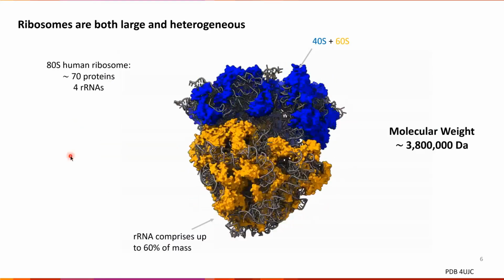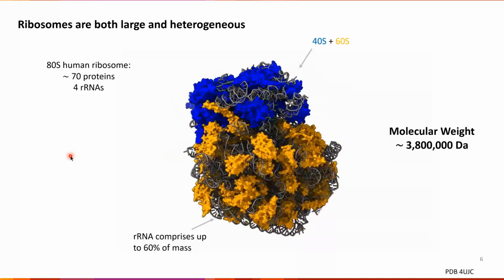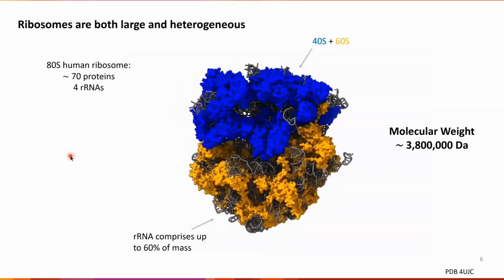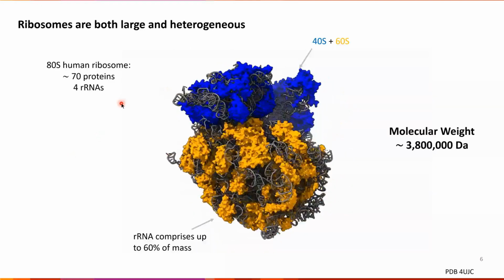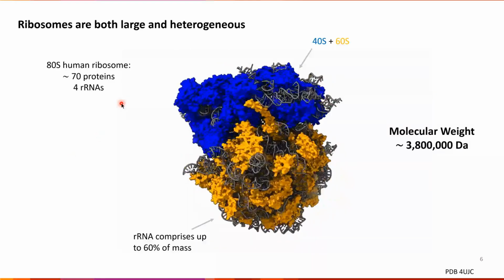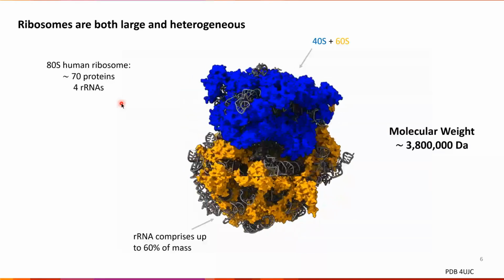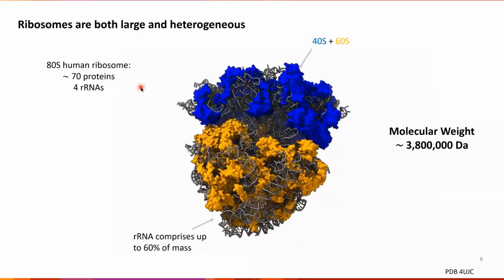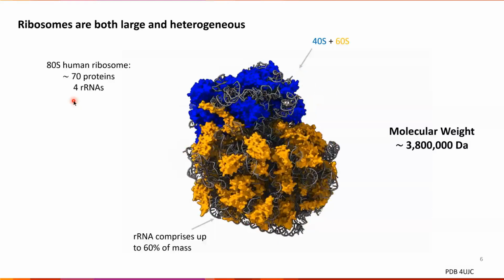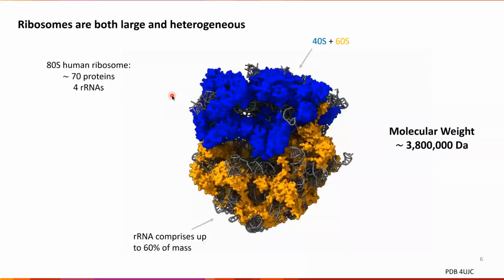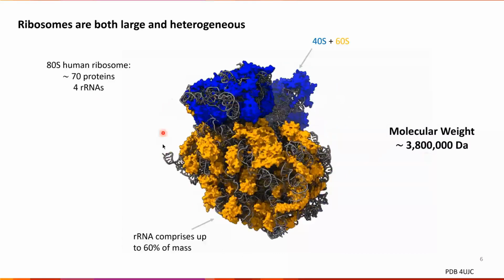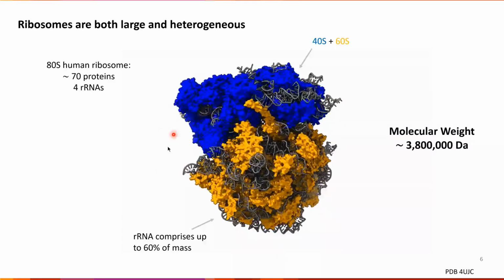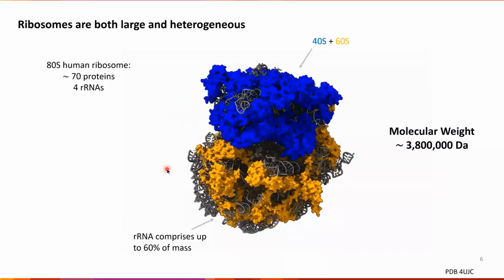So ribosomes are quite challenging in that they're both large particles and they're also quite heterogeneous. So here, for example, is just the human ribosome, the 80S particle. Ribosomes differ both by species as well as the organelles that they're from. But the 80S human ribosome is a fairly large protein complex of almost 4 million Daltons. It's comprised of about 70 proteins and 4 ribosomal RNAs.